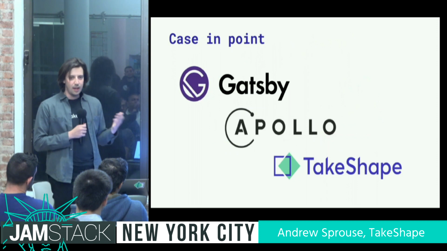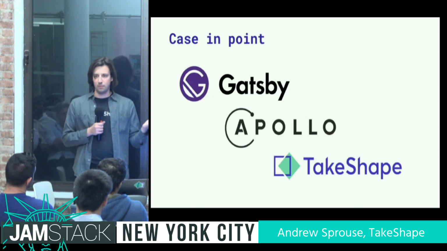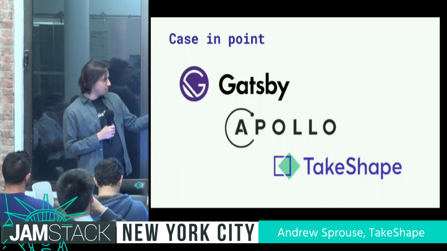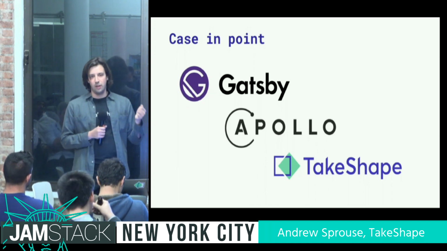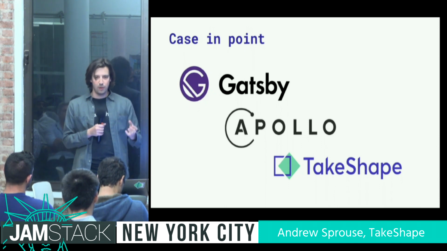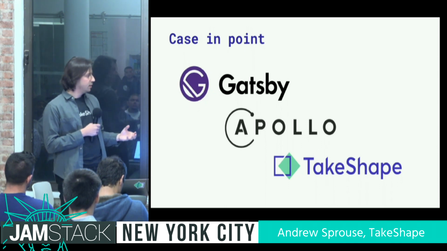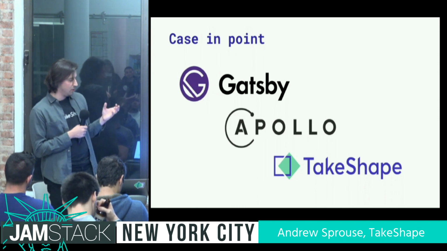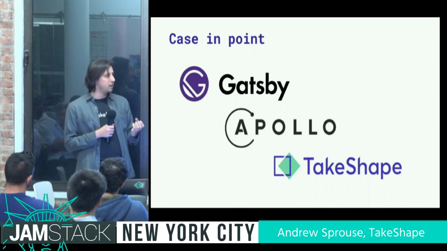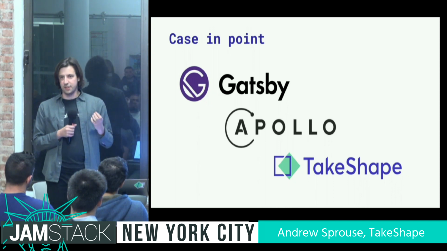So actually Gatsby is probably the easiest example. Is anybody familiar with Gatsby? Cool. All right, so Gatsby, as you know, uses GraphQL locally on your machine to create a cohesive query interface for all of your data, so that you're not querying disparate APIs, you're actually just querying a local API in memory to do high performance static site generation.